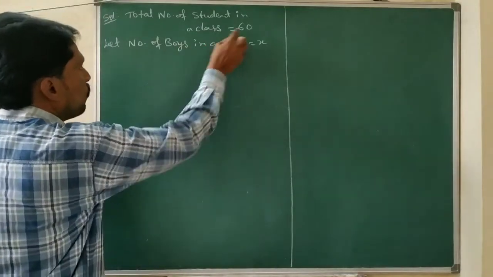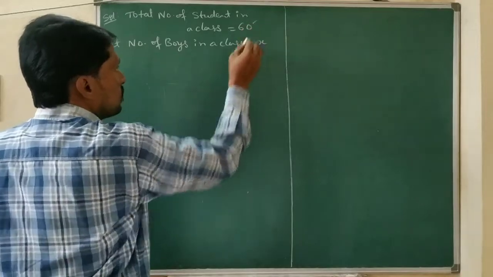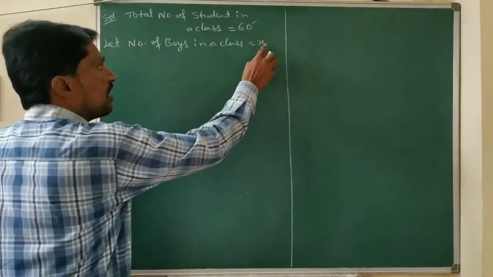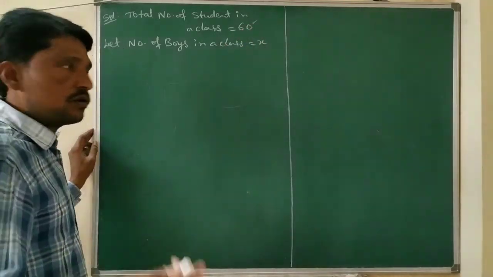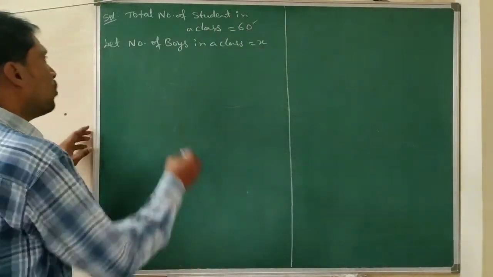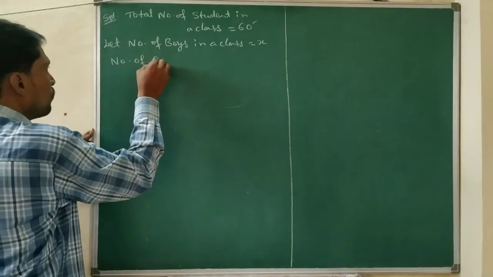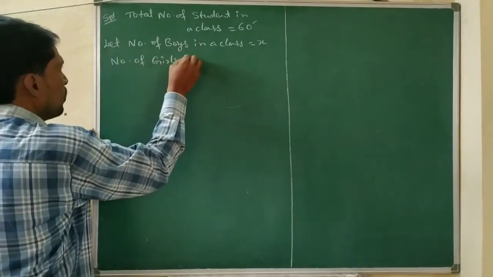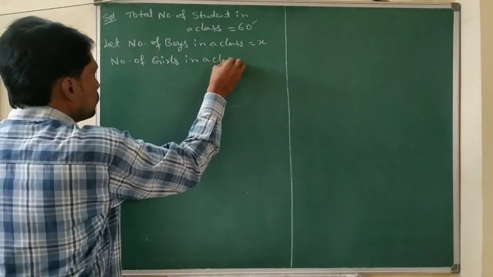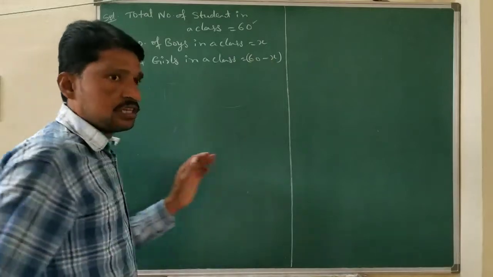Number of boys we are taking as x, so what about the number of girls? Total strength is 60, and in that x members are boys. So we need to subtract x from 60. So the number of girls in a class equals 60 minus x.